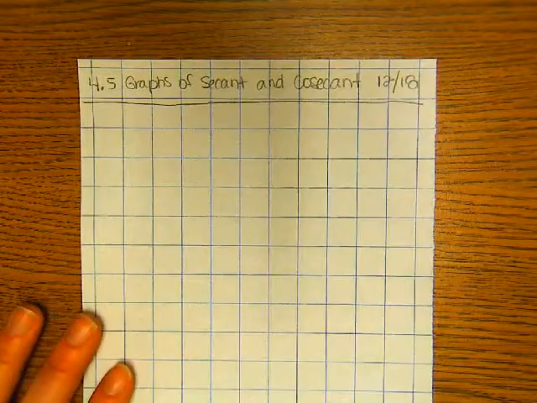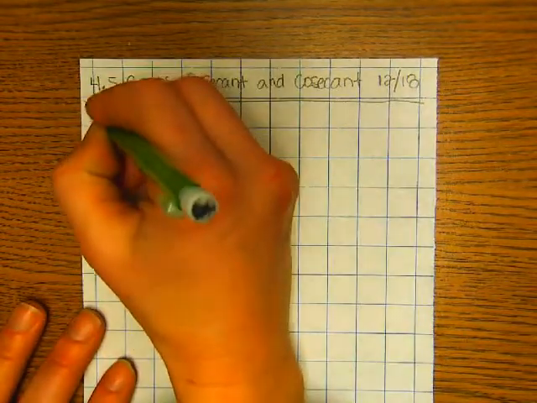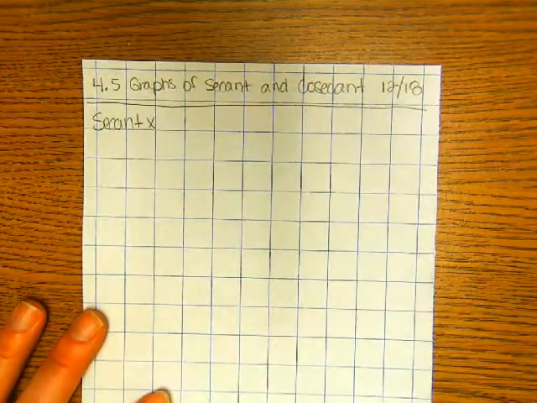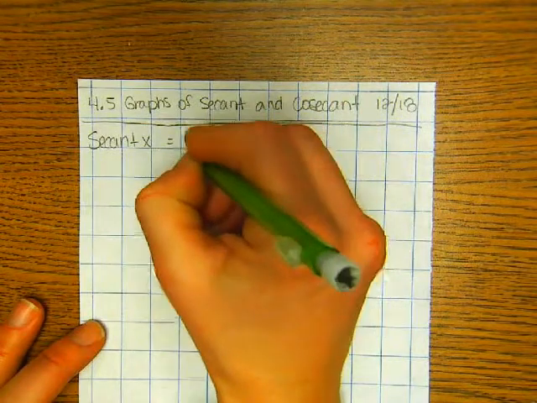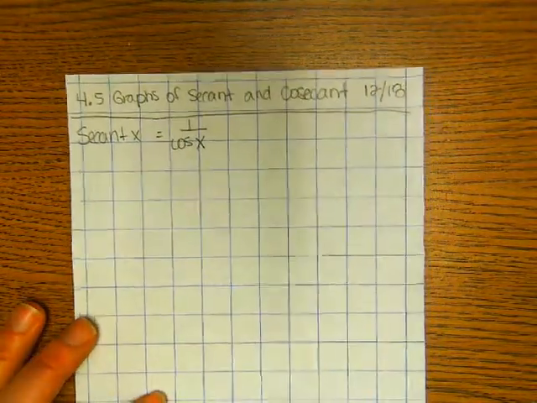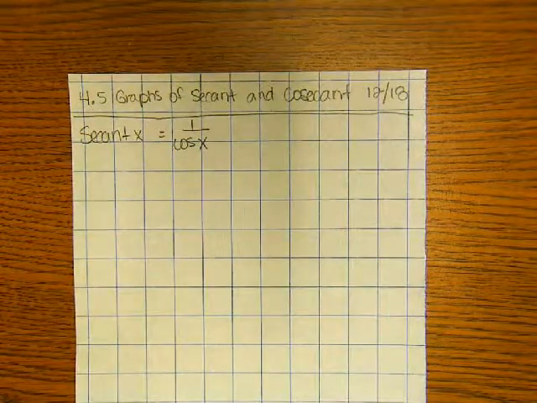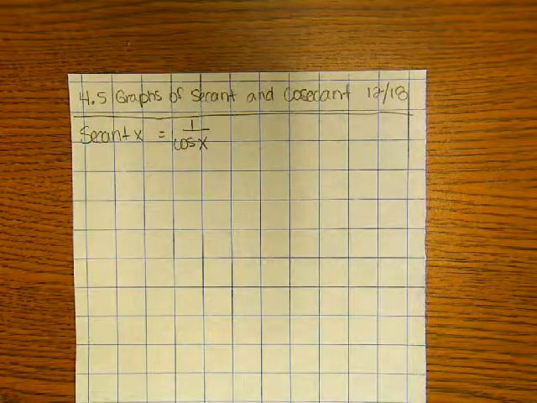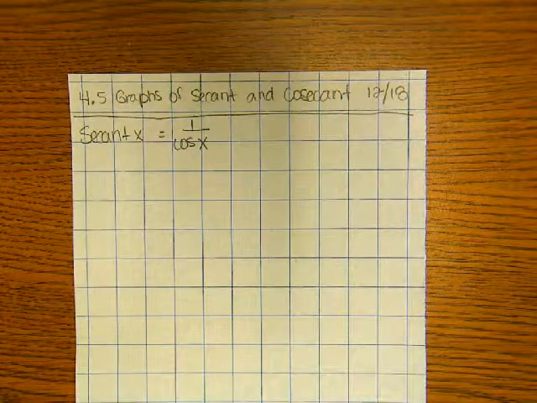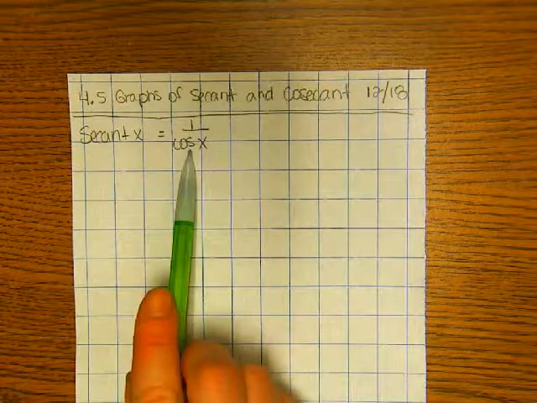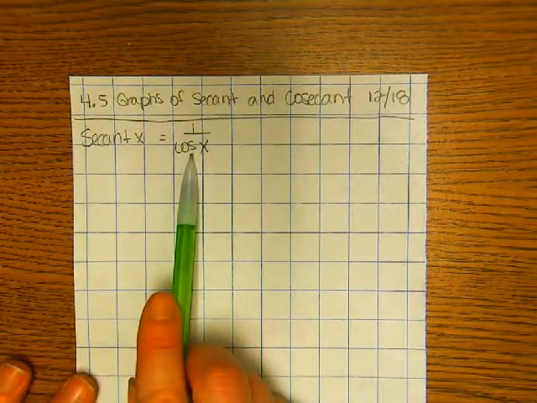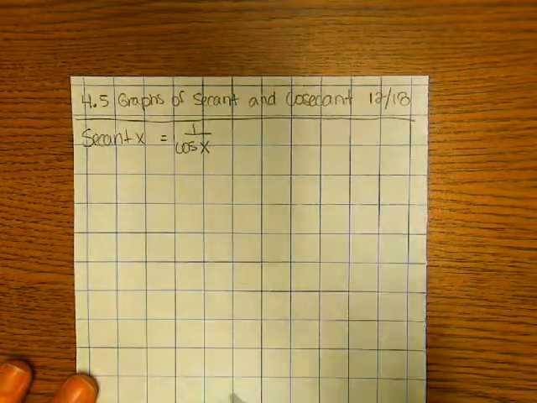Okay, so when I'm looking at secant, if I graphed secant x, it is 1 over cosine x. So when I put that in my graphing calculator, you can't type in secant, you have to type in 1 over cosine. This is going to have asymptotes, because it's a fraction, right? When do we have asymptotes on a fraction? When the bottom is 0.